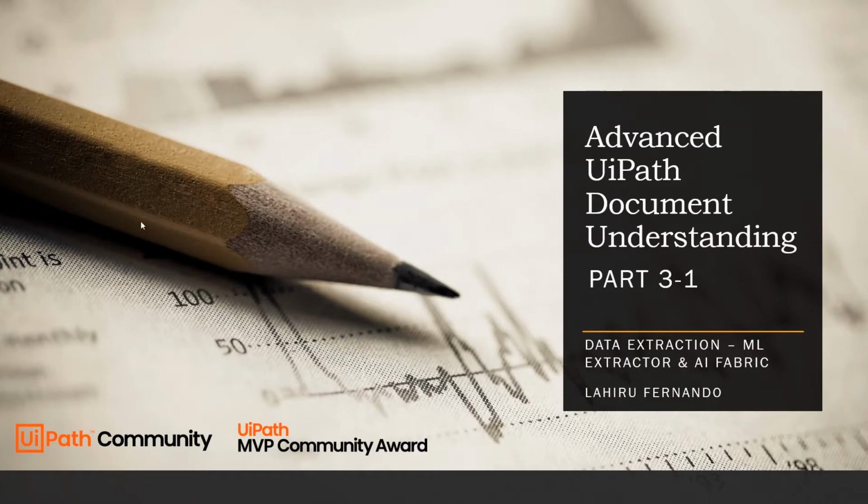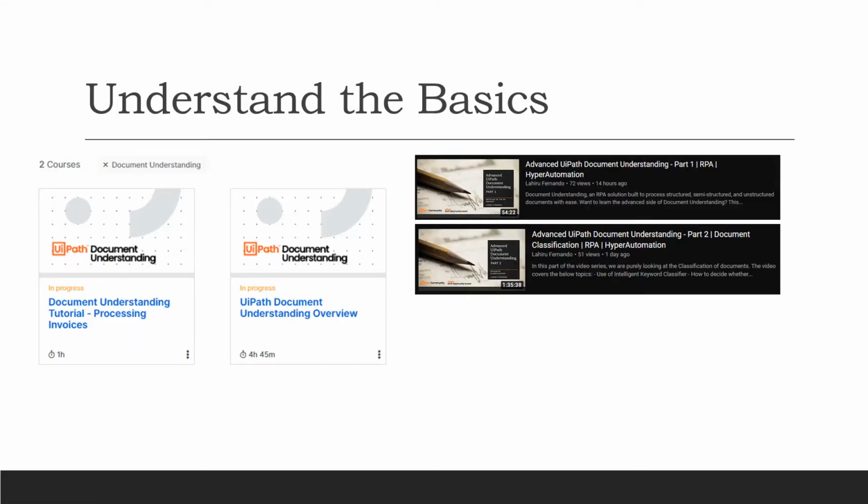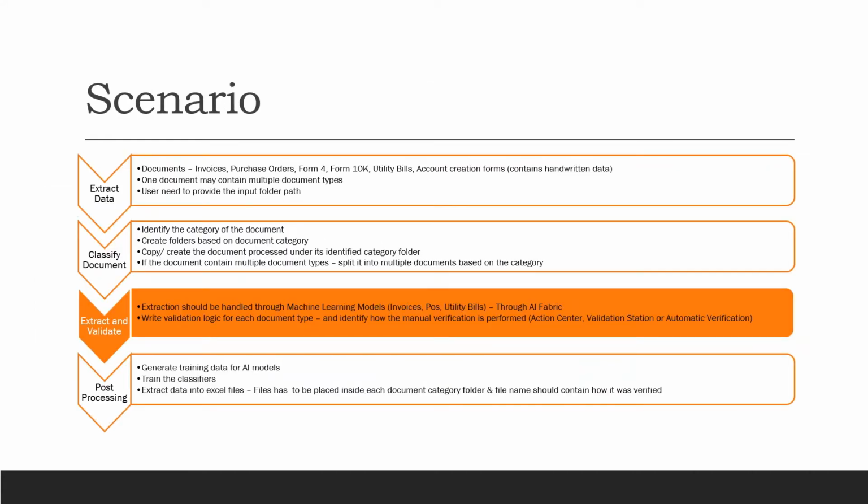So to start, if you are new to this series, I do recommend you go through the UiPath Academy, the two courses you see here, and also follow the part 1 and part 2 videos so that you can get an understanding about the scenario that we are following. In part 1 and part 2 we covered the extract data and classify document sections. In the coming set of videos in the data extraction part, we'll be focusing on the highlighted one.